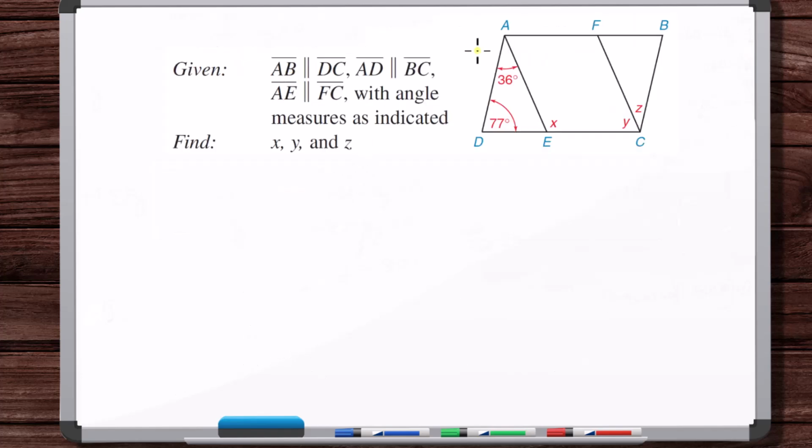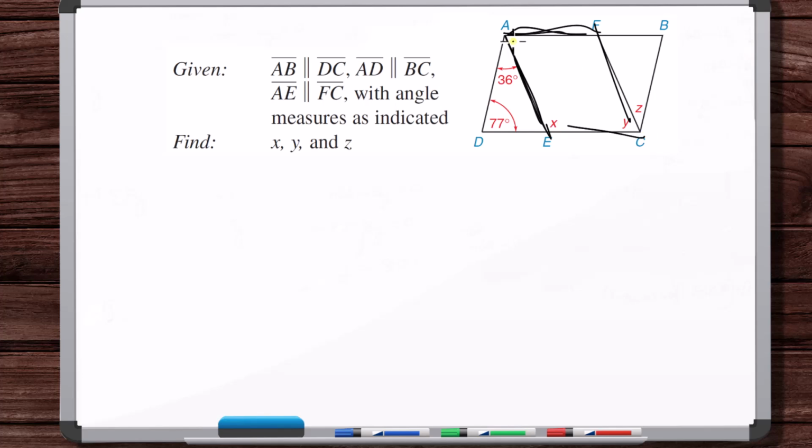Okay, given that AB is parallel to DC and AD is parallel to BC and AE is parallel to FC, with the angle measures indicated, find X, Y, and Z. So we'll just go ahead and use everything we've learned up to this point when it comes to relationships between the angles of parallel lines and transversals and triangles, etc., and just see if our knowledge about polygons comes into play here.